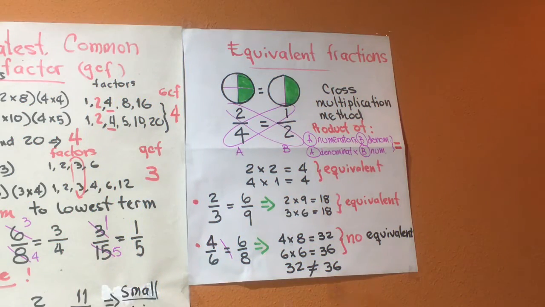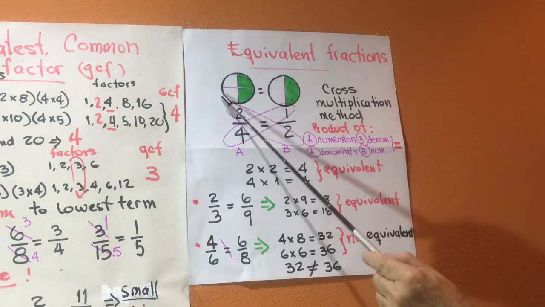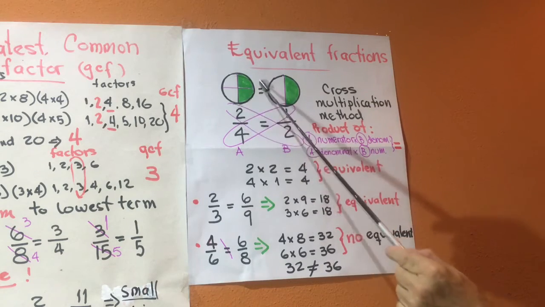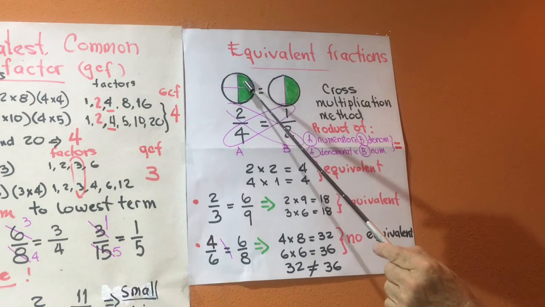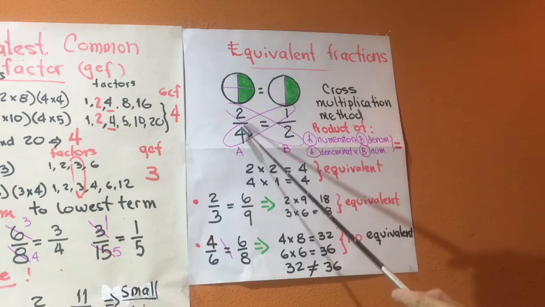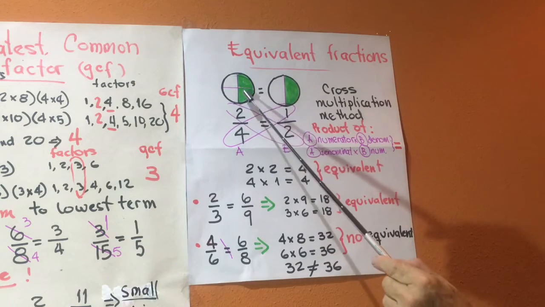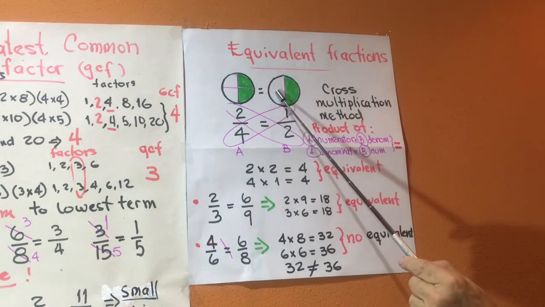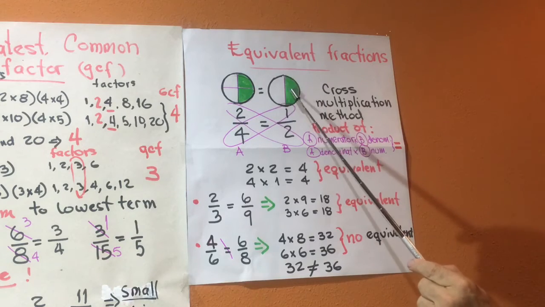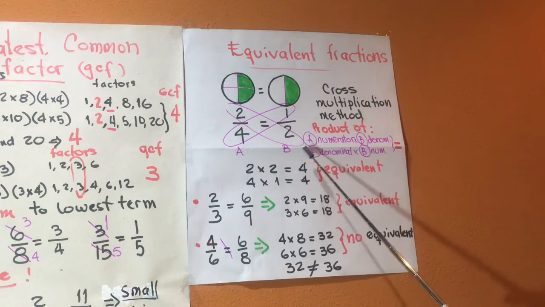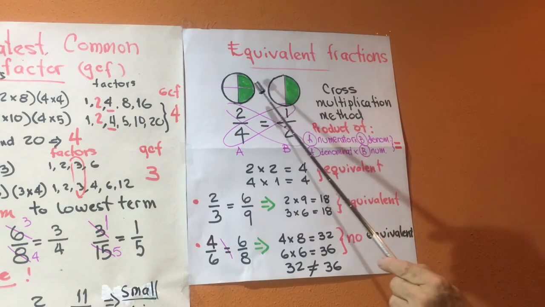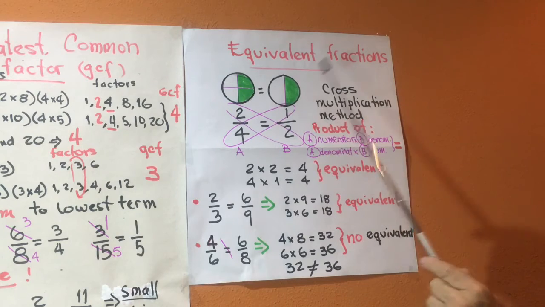Well, we continue with equivalent fractions. As you can see here in this chart, we have this whole number divided into 4 parts. But from the 4 parts, 2 have been taken. So 2/4 represents this figure. In this figure, this part has been divided in 2, and 1 has been taken. But these fractions are equivalent, as you can see in the figure, because the green parts are equal.